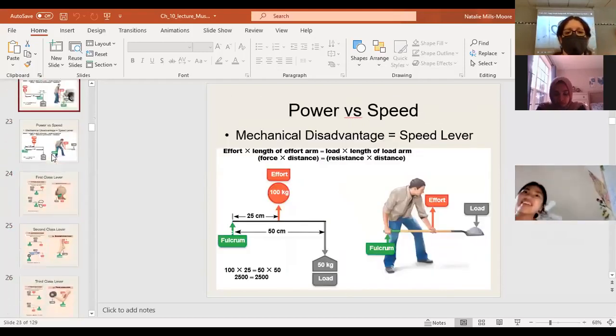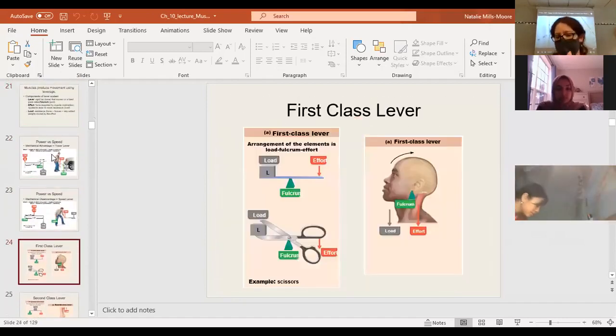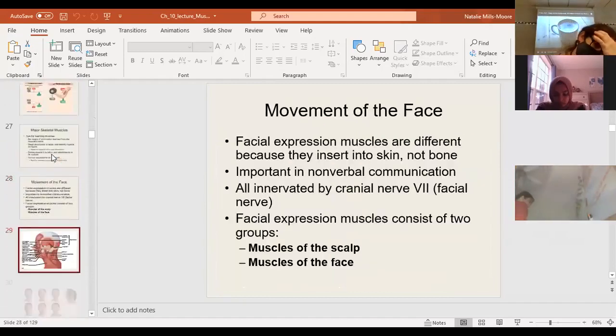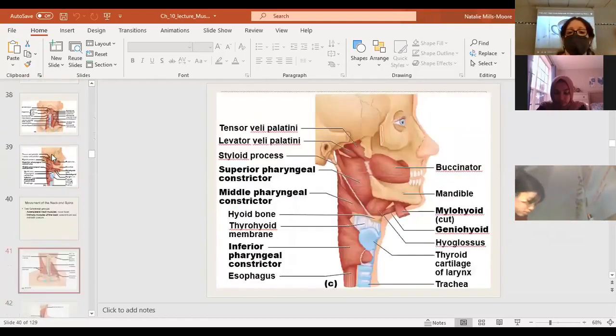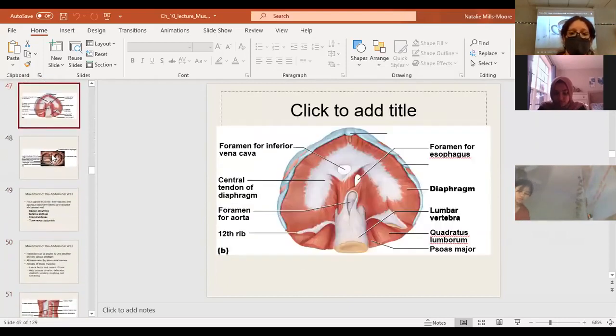Levers. I don't really care about this in terms of what I need you to know for class, but do care about the examples of first class lever, second and third class levers. Know those examples. And then we went into naming. Oh, and we stopped there.